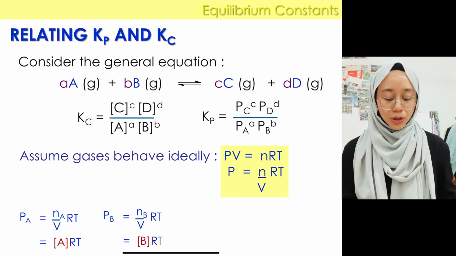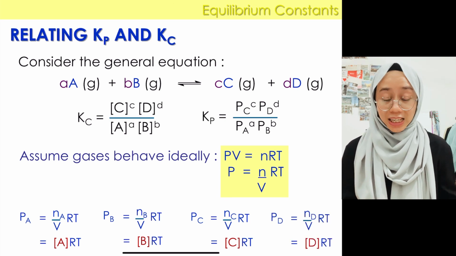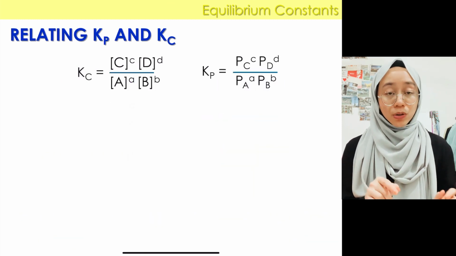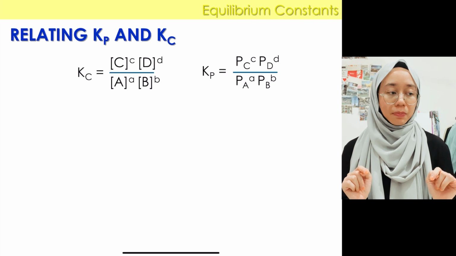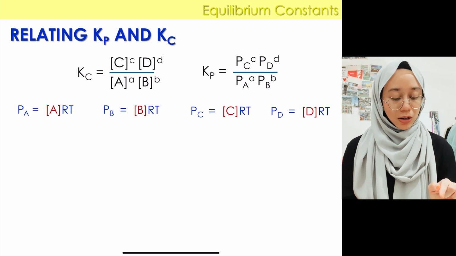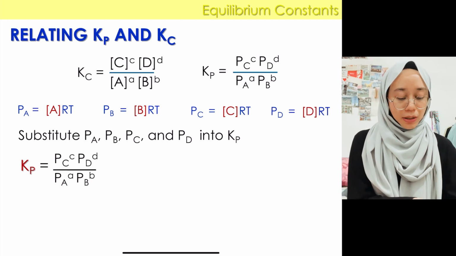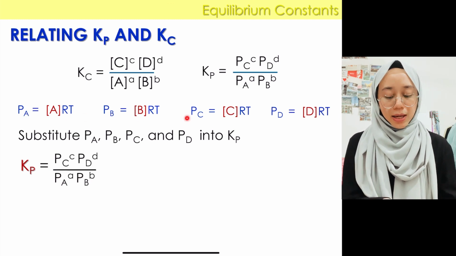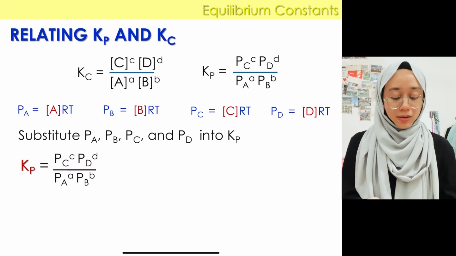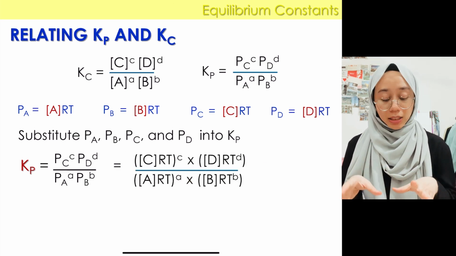We do the same thing for the partial pressure of B, and for the partial pressure of C and also the partial pressure of D. When we combine everything, that was about concentration. So if we substitute the partial pressures of A, B, C and D into Kp, we get this expression here.